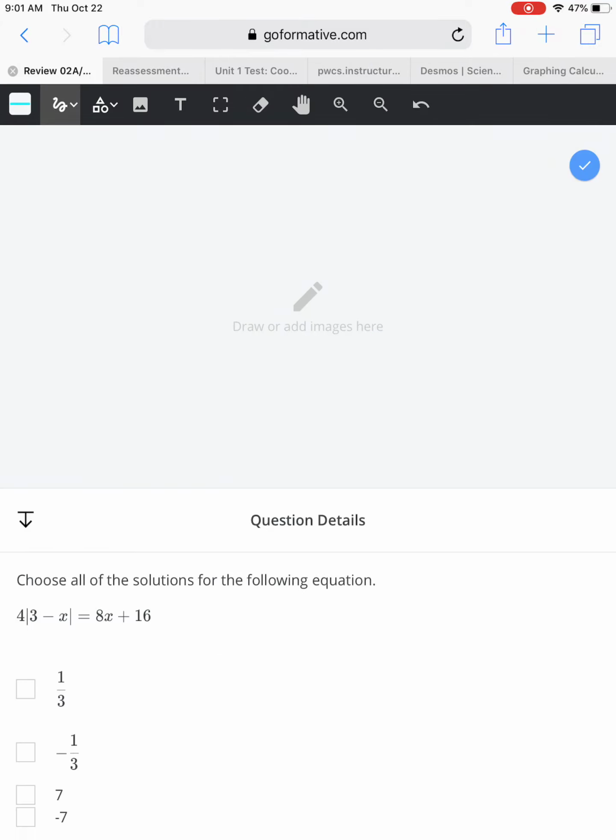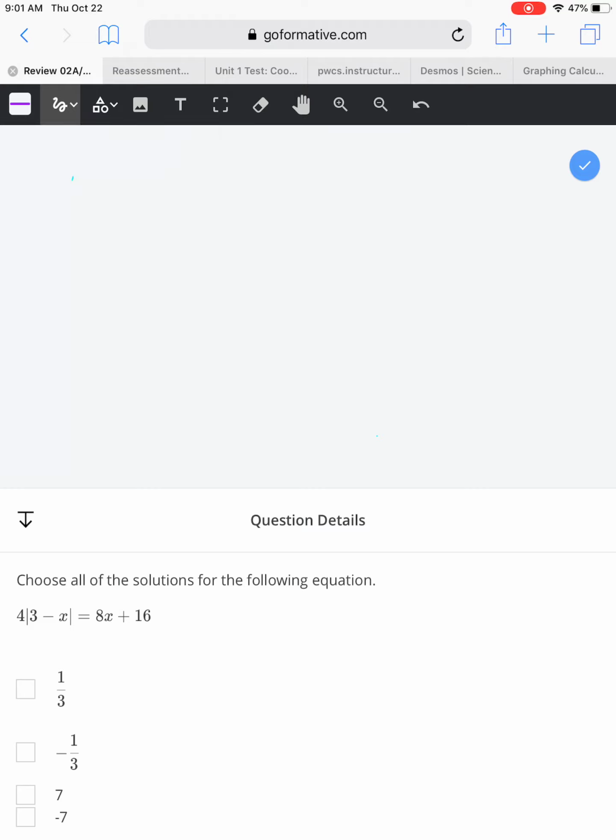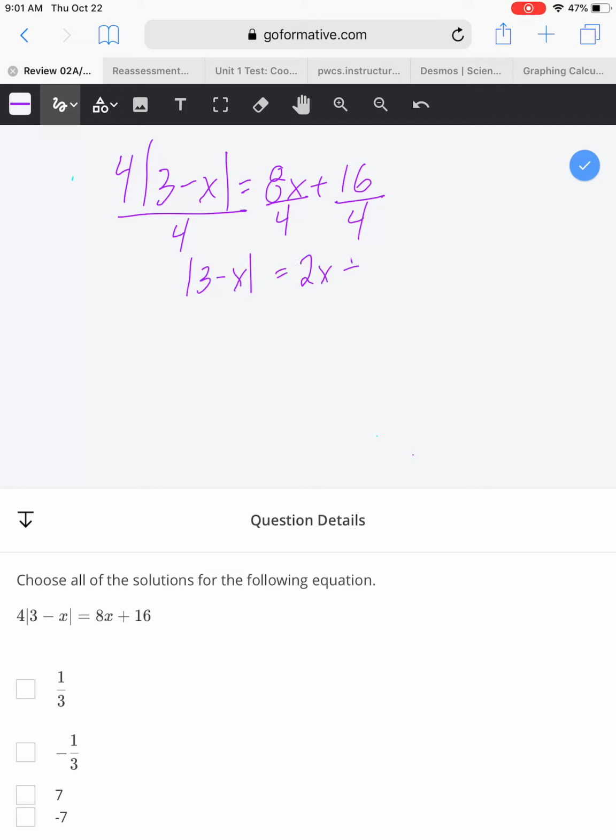All right, so it says choose all of the solutions you have, show your work. So I'm going to just go through this one. Let's go to purple. Okay. So 4 times the absolute value of 3 minus x is equal to 8x plus 16. First thing I want to do is divide everything by 4 because I want to get my absolute value by itself. So this is going to be the absolute value of 3 minus x is equal to 2x plus 4. Now I'm ready to solve twice.